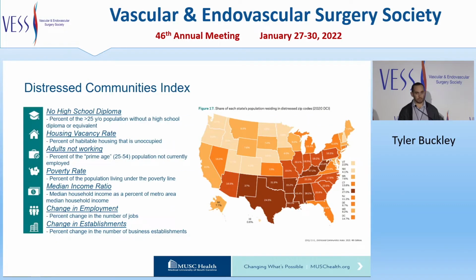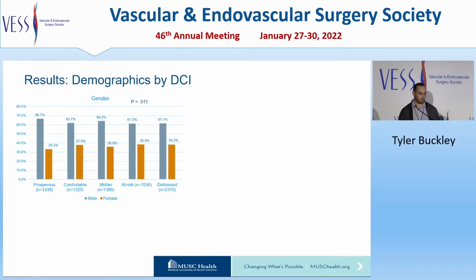The Distress Communities Index is a comprehensive calculation utilizing the seven variables on the left. It's formulated into a score between 0 and 100, with the highest scores being in the distressed tier and the lowest scores being in the prosperous tier. On the right, you can see the proportion of each state's population residing in the distressed zip codes.